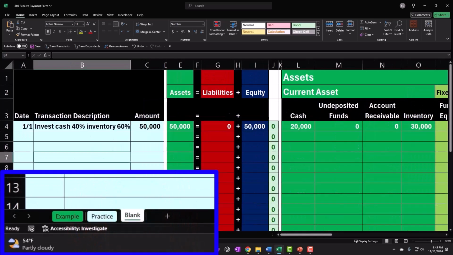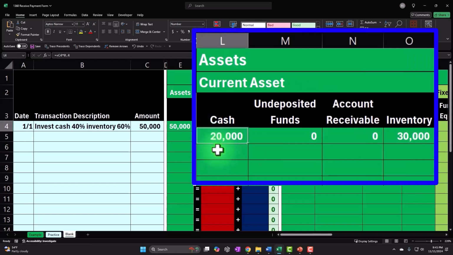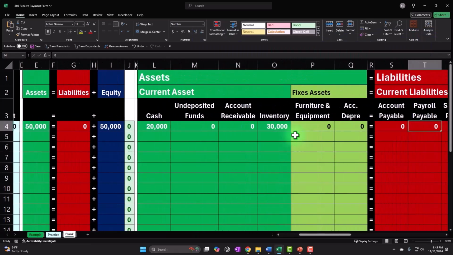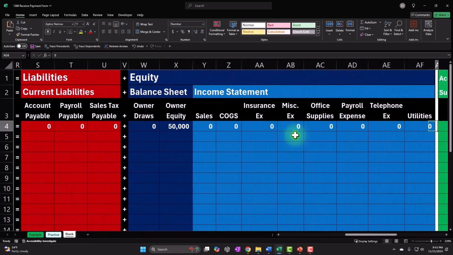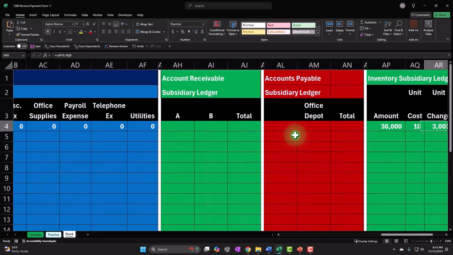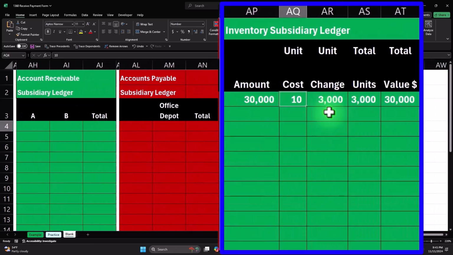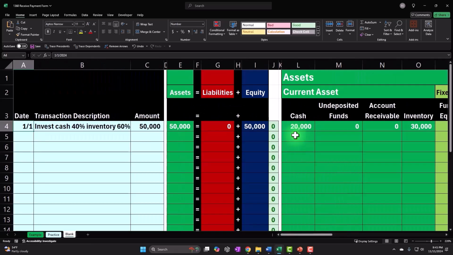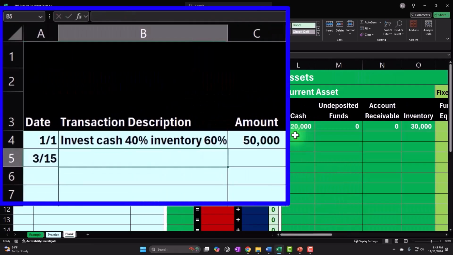Let's go to the blank tab, and we're starting off with that same 20,000 of cash, inventory of 30,000, and owner's equity of 50,000, with inventory on the books then of 30,000. In our subledger, we're going to say it was 10 units for the account for that 30,000. Okay. All right, let's get back on over here. Let's say this is happening on, let's say 3/15. We'll just pick a random date and let's enter an invoice.